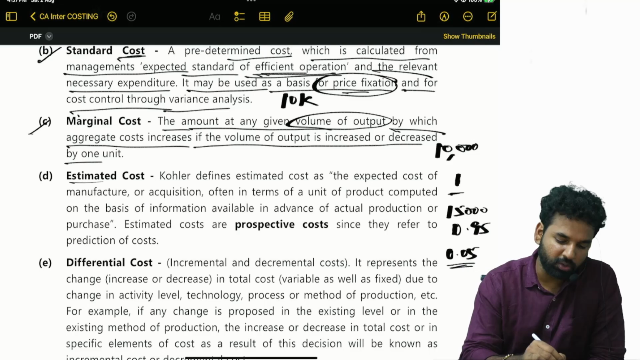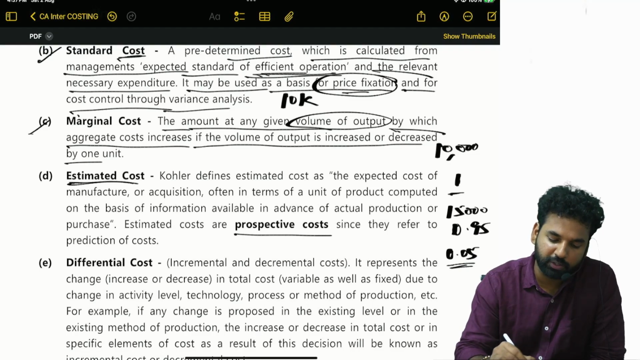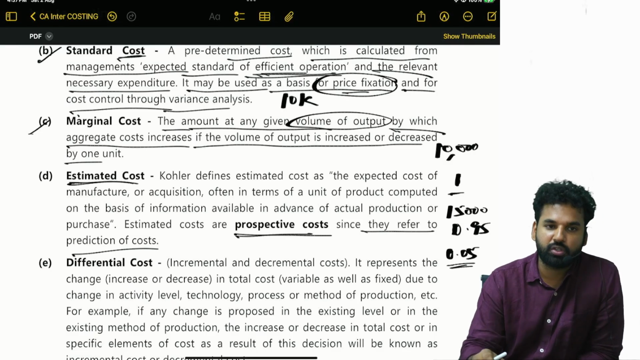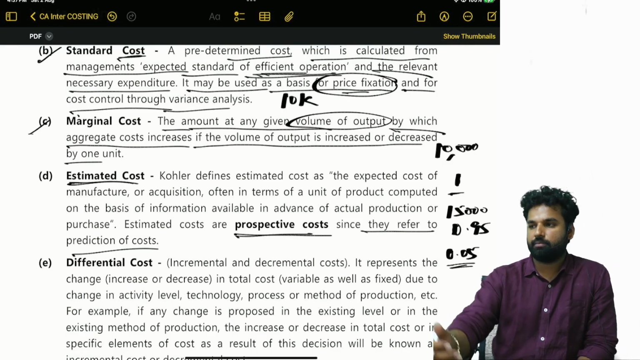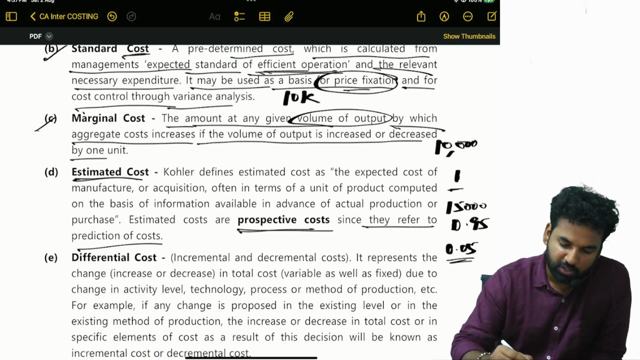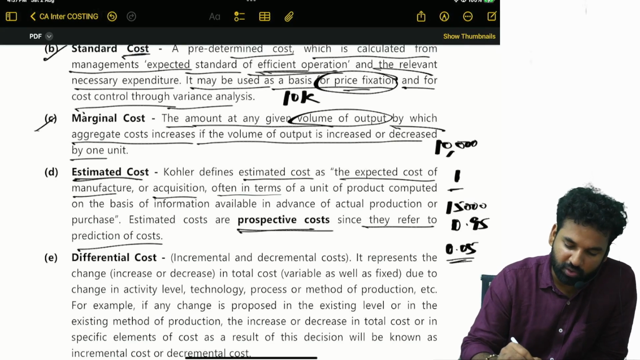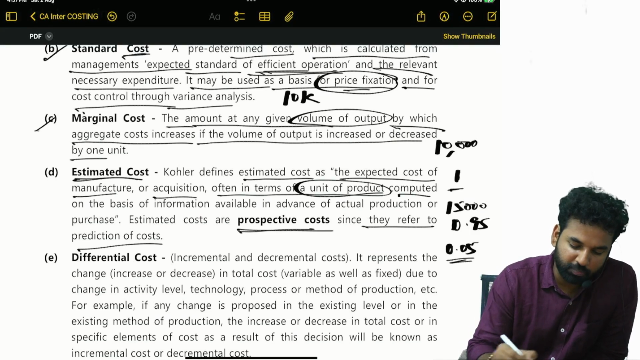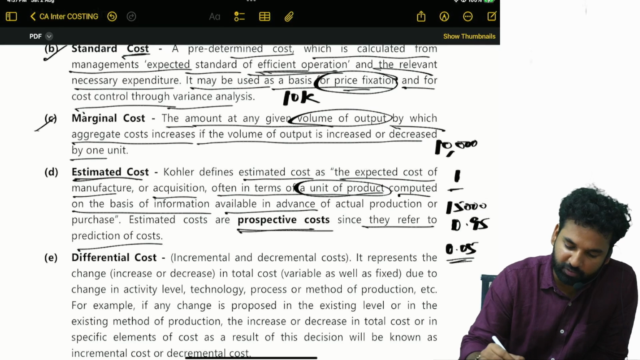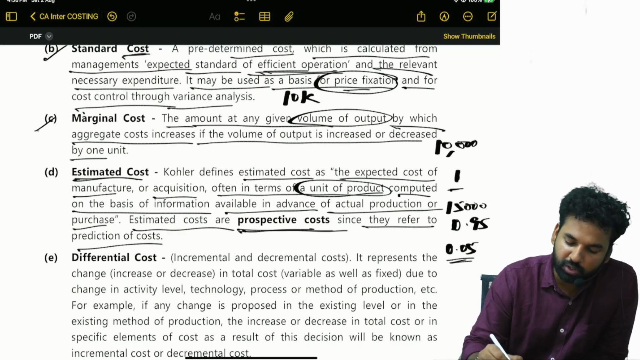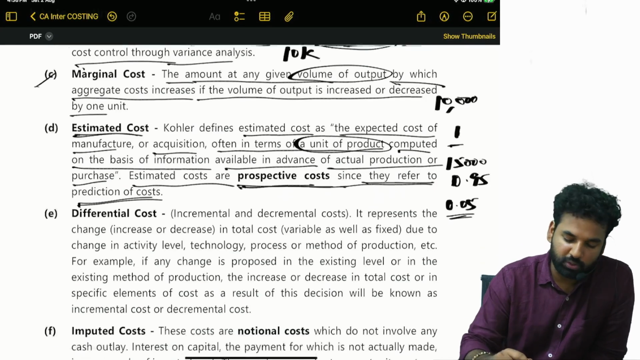Next, estimated cost. Estimated cost is a prospective cost. Since this refers to the prediction of cost, it is nothing but just like budget. Estimated cost is expected cost of a manufacture equation, often in terms of unit of the product, computed on the basis of information available in advance of actual production or purchase. Estimate costs are prospective costs since they refer to the prediction of the cost.